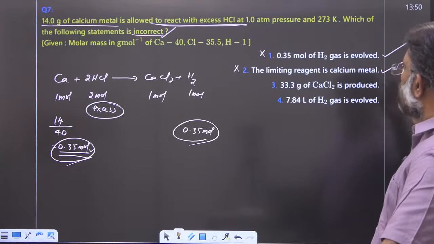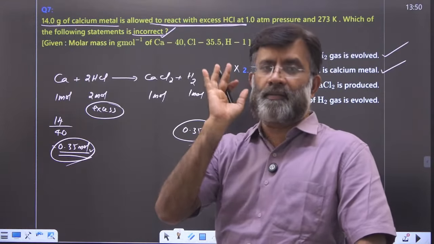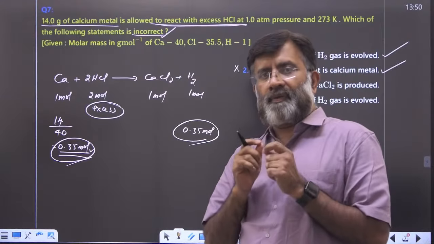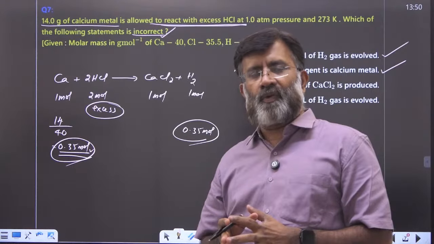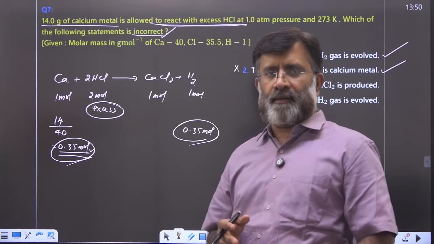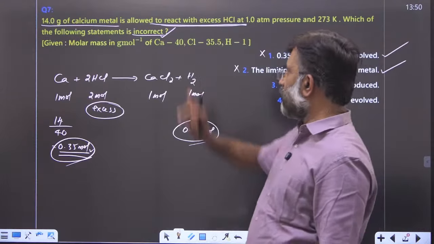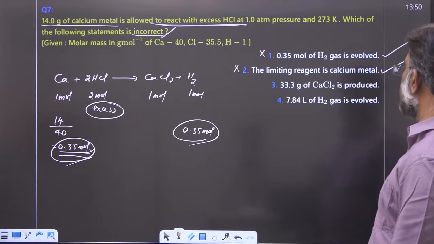It is a correct statement. Again, please be very careful. We want the incorrect statement, right? Even after knowing the concept of solving the question, we commit a mistake. Please be very careful, correct or incorrect. We want the incorrect statement. Now the third one: 33.3 gram calcium chloride is produced.